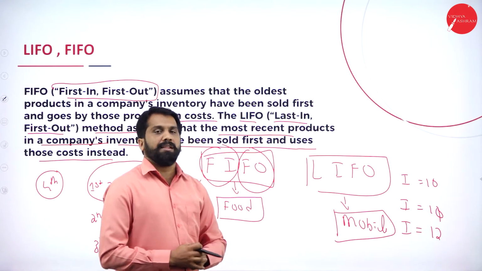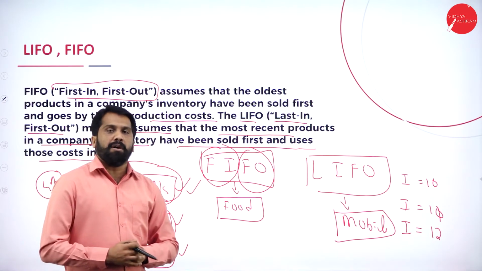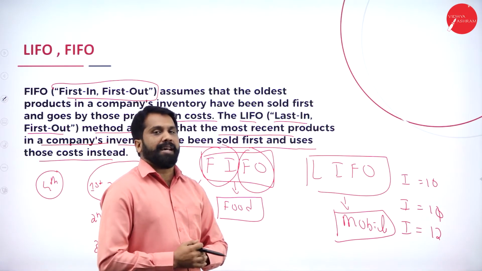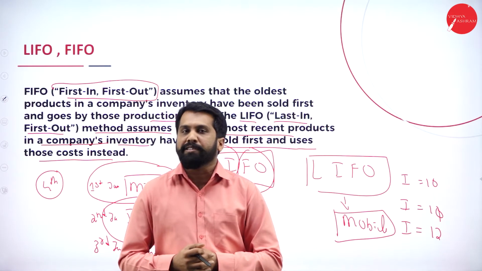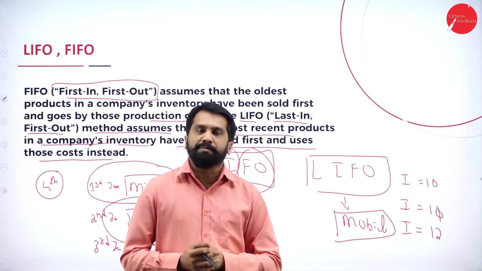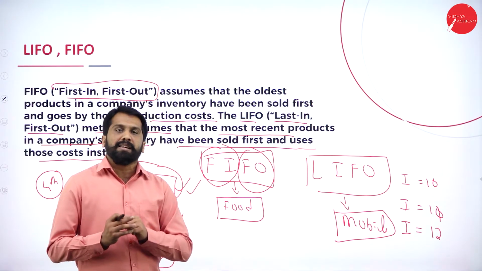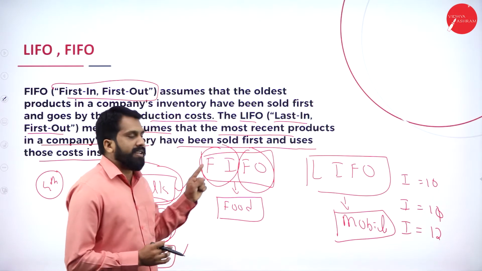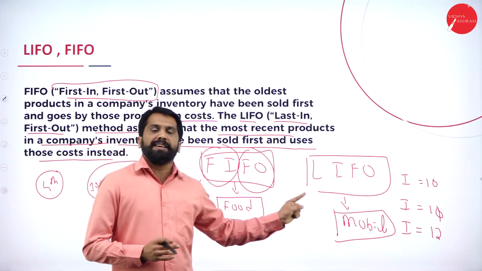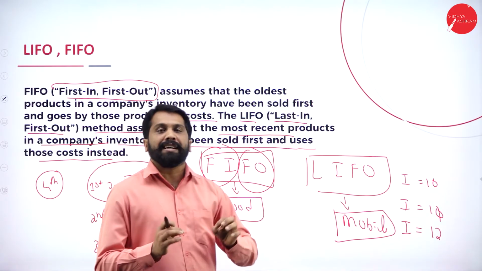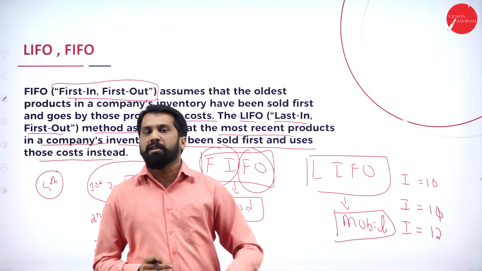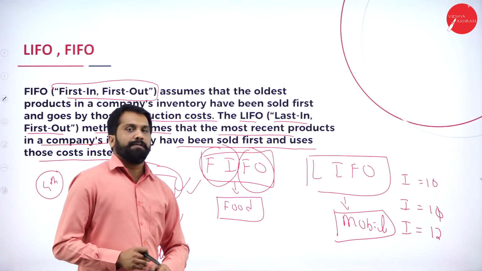This is called LIFO. Now, LIFO always goes with your electronic gadgets and FIFO always goes with your food items. So, in a company, depends on their product, they can go for FIFO method or else they can go for LIFO method. It is left to the company. Clear? Yes, this is all about your LIFO as well as FIFO.